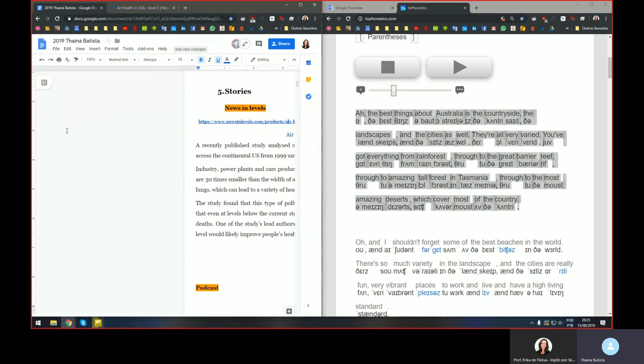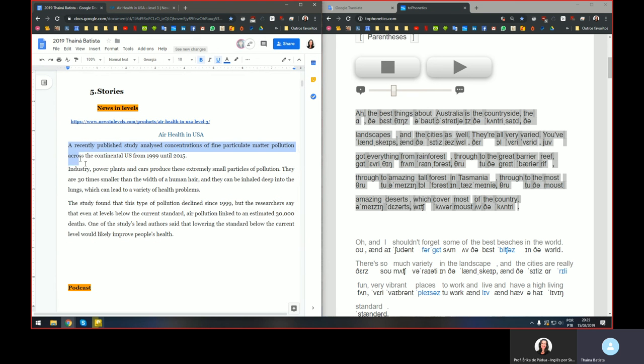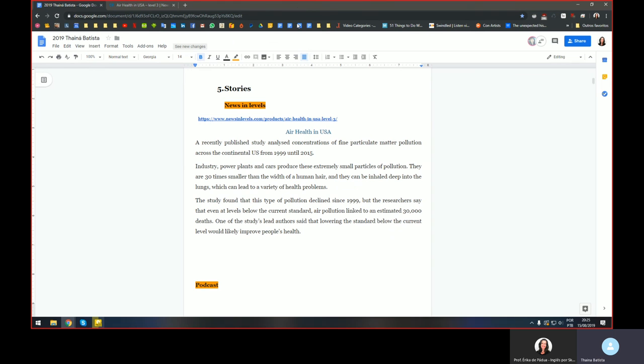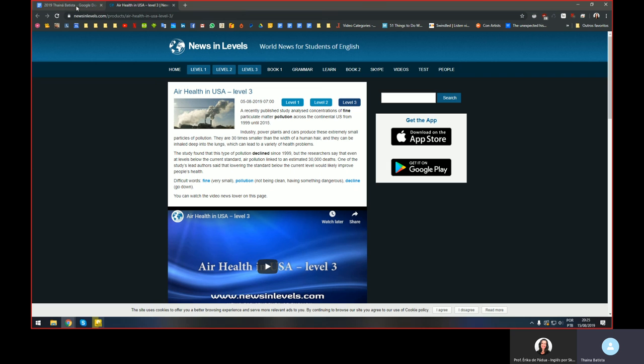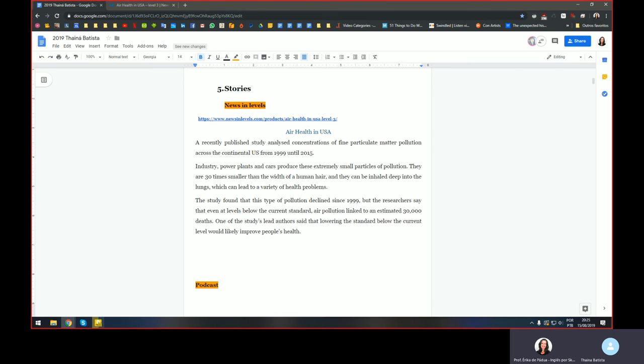A recently published study analyzed concentrations of fine particulate matter pollution across the continental US from 1999 until 2015. Industry, power plants, and cars produce these extremely small particles of pollution. They are 30 times smaller than the width of a human hair, and they can be inhaled deep into the lungs, which can lead to a variety of health problems.